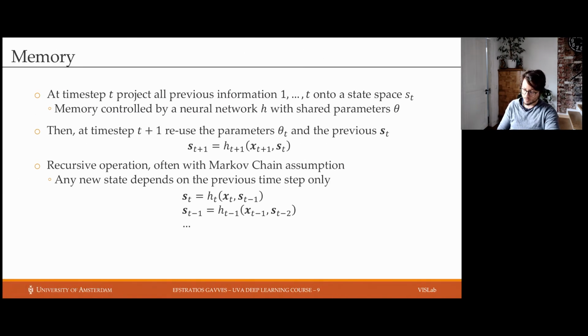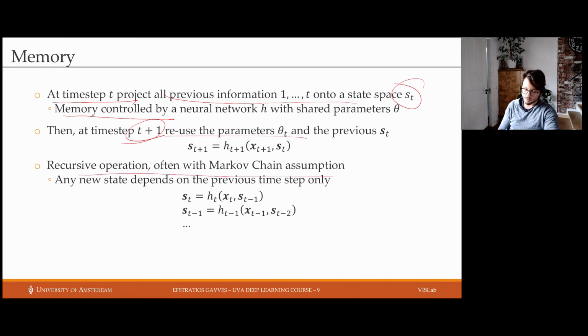So how is memory typically implemented? At time step t, we want to project all previous information onto this state space s_t. Our state space is basically a form of memory, and this memory can be controlled by a neural network with parameters theta. This is how we implement the memory with a neural network. Then at time step t, we take this memory state, reuse our neural network parameters and the previous state to predict the next state, and based on the next state, maybe make a prediction for the output, and so forth.